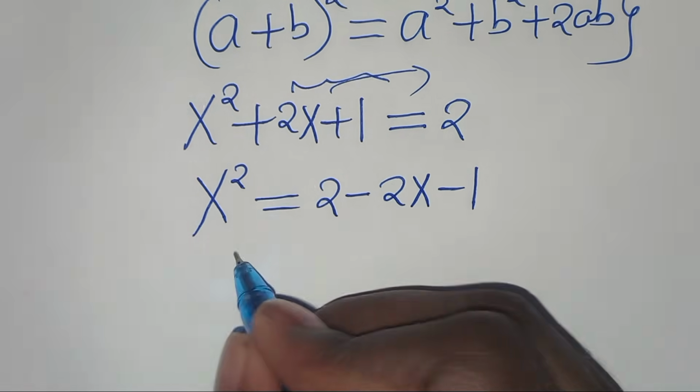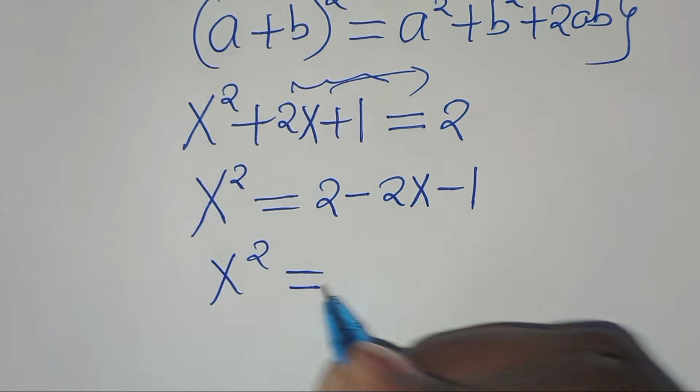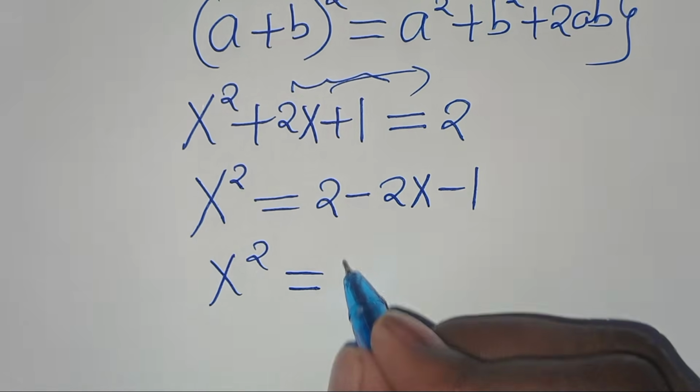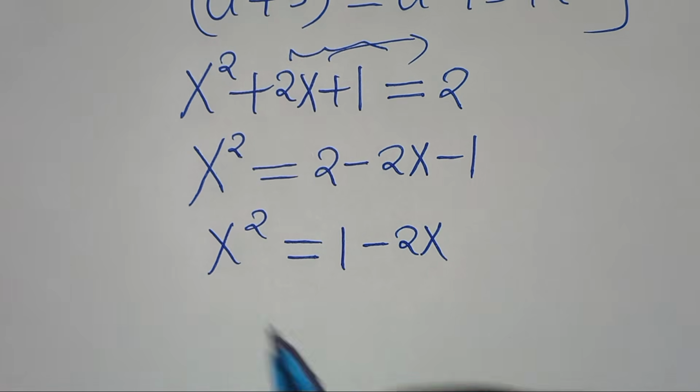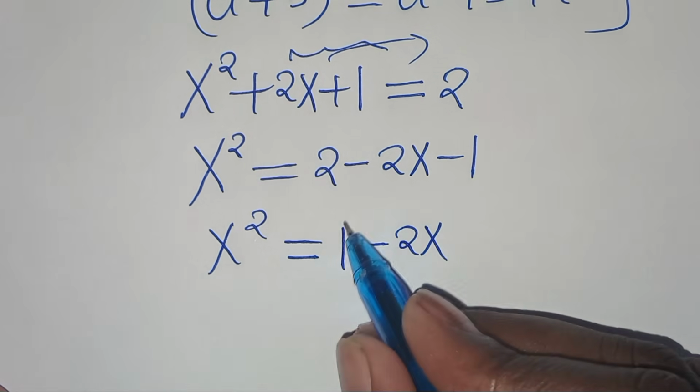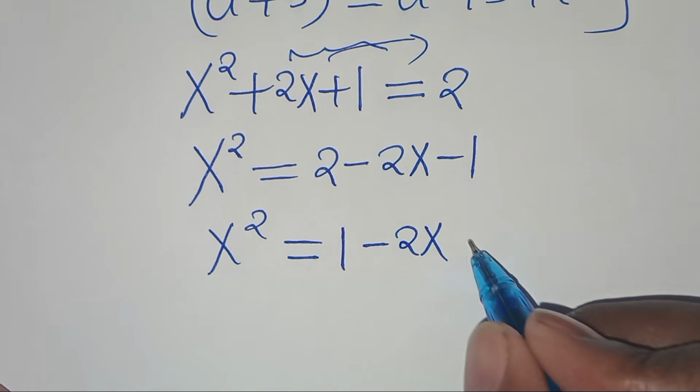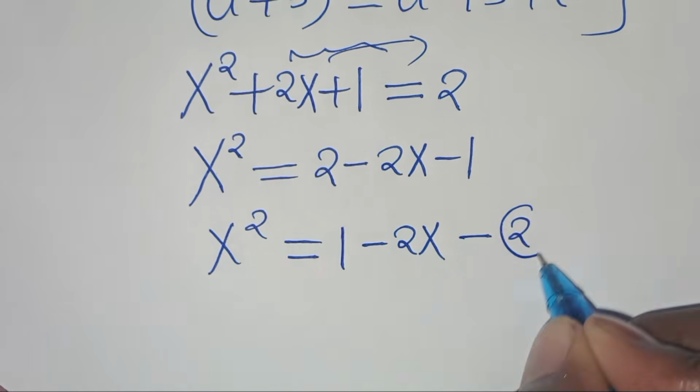So we have x to the power of 2. This is equal to 2 minus 1, this is 1, then minus 2x. So x to the power of 2 is equal to 1 minus 2x. Let's call this equation 2.